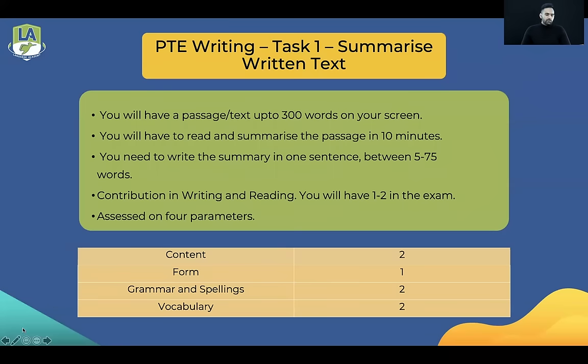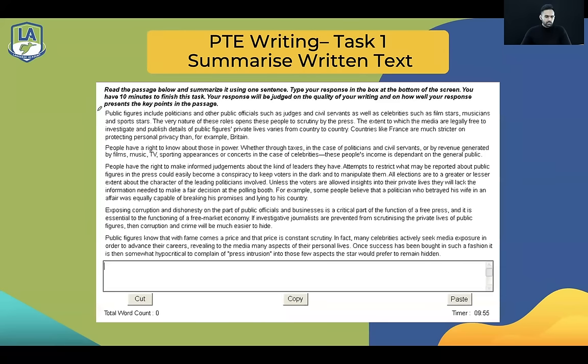So remember this thing, in the PTE writing module, there are two different types of tasks. The very first one is summarize written text, and the second one is essay. You'll get a passage on your screen, quite a long, lengthy passage, anywhere between 100 and 300 words. You'll have 10 minutes to read the passage and write a summary of it between 5 and 75 words. But that summary should be only one sentence. One sentence means only one full stop, right?